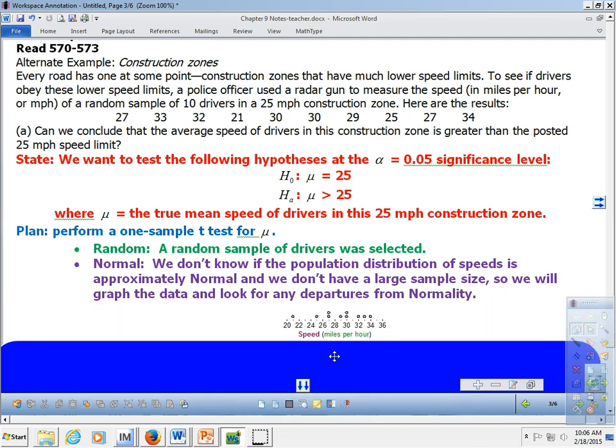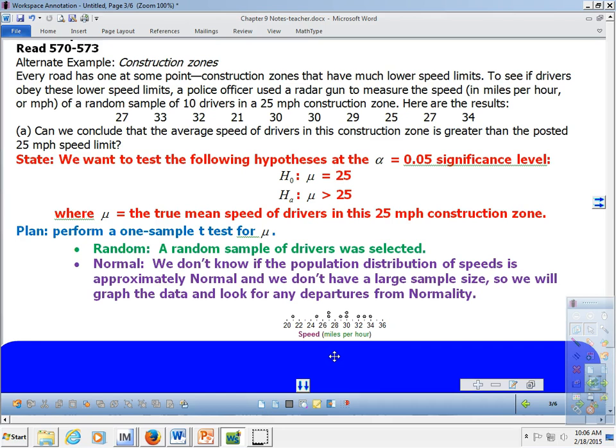A dot plot works just as well as anything else does. There are only 10 speeds to plot out, so it wouldn't take you that long. You do have to show the graph. If you're ever in a situation like this, where your sample size is less than 30, you're going to have to show a graph. Okay?